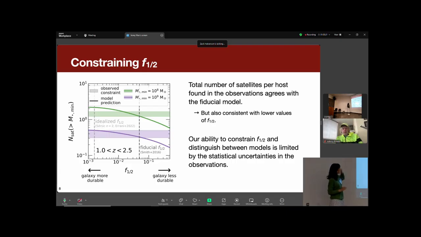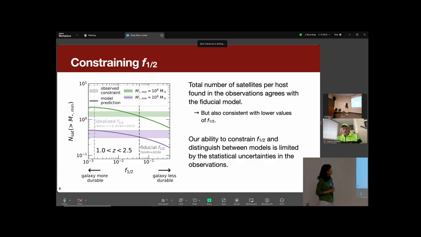And here I'm showing the average number of simulated satellites per host that fall above 10^8 M-sun in green and 10^9 M-sun in purple as a function of F1/2. I'm also showing the corresponding observed satellite counts in these shaded bands. The idea here is that the intersection between the solid curve and the shaded band gives you a constraint on the value of F1/2.